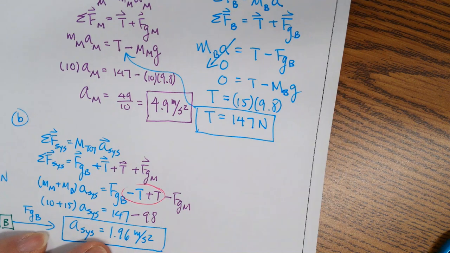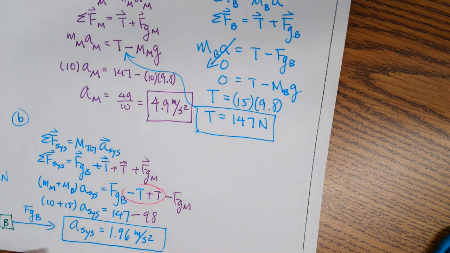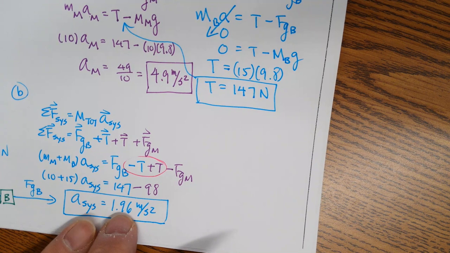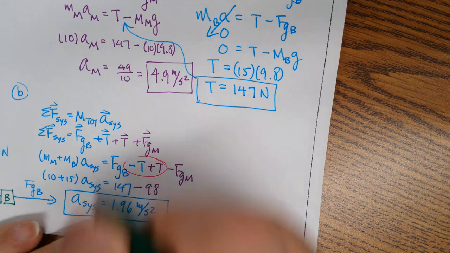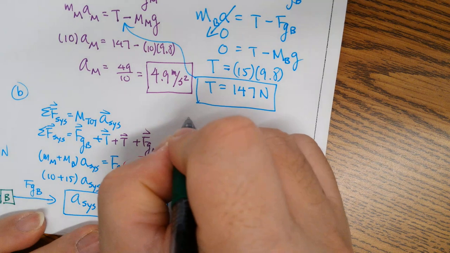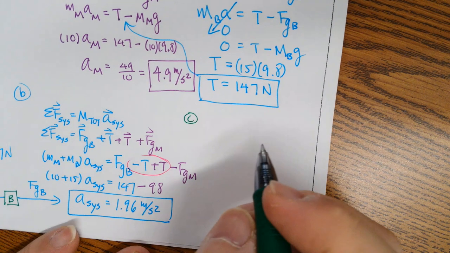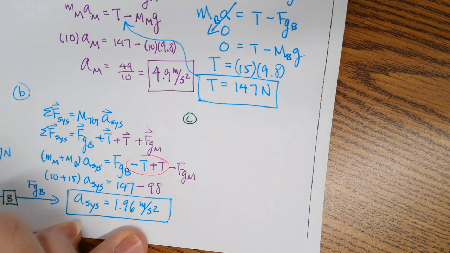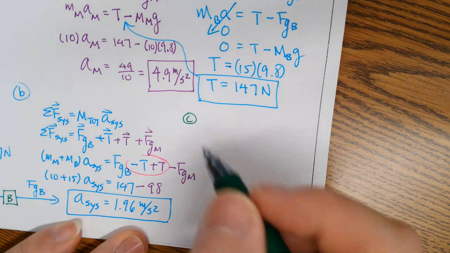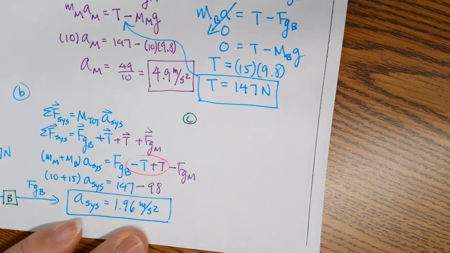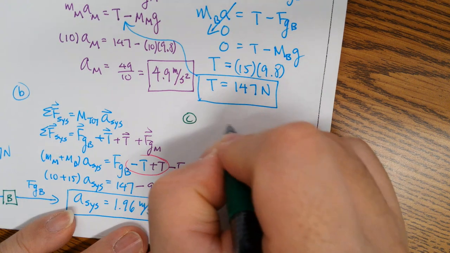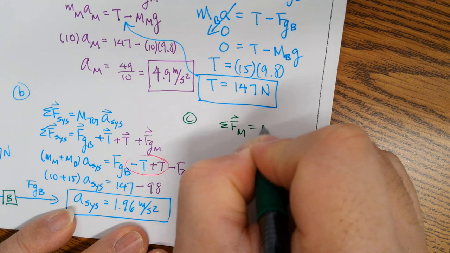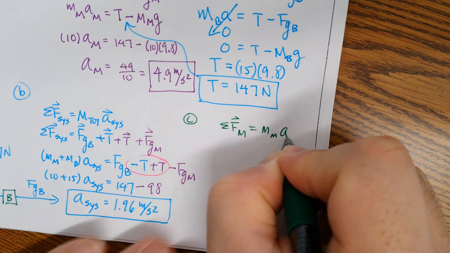For part C, what is the tension in the rope? Well, now that we know what the acceleration of the system is, we can actually get the new tension. You can use either one. It doesn't matter which one you use, the monkey or the box. If you want to use the monkey, you can say the sum of all forces for the monkey is equal to M monkey times A of the system.